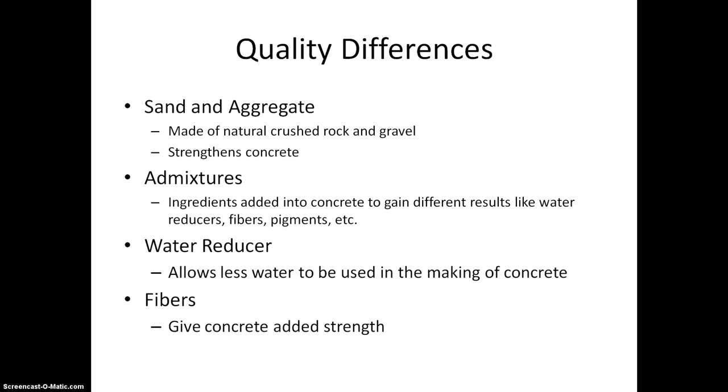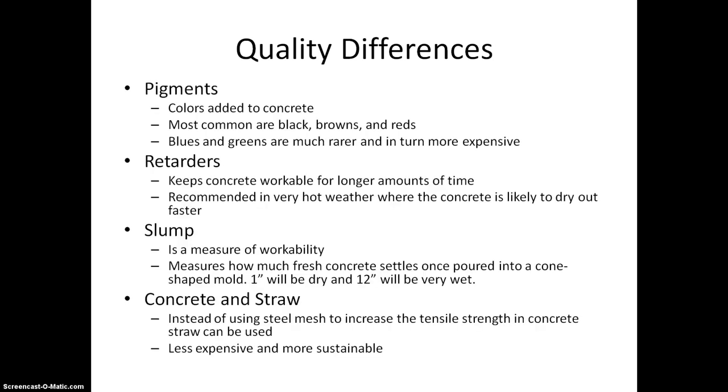All right, next is a water reducer, which is a type of admixture, and allows less water to be used in the making of concrete. And then we have fibers, which basically just give the concrete added strength. Pigments are colors added to the concrete. The most common are black, browns, and reds, and then blues and greens are much rarer and in turn more expensive.